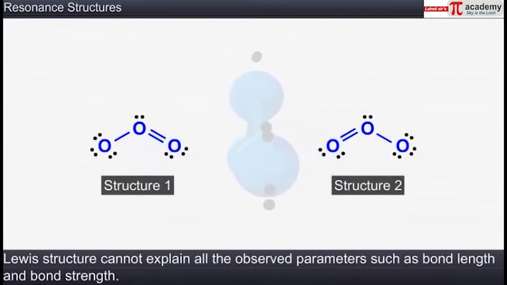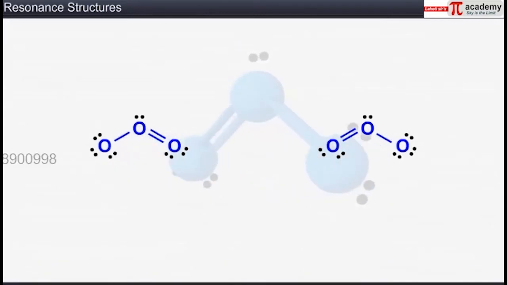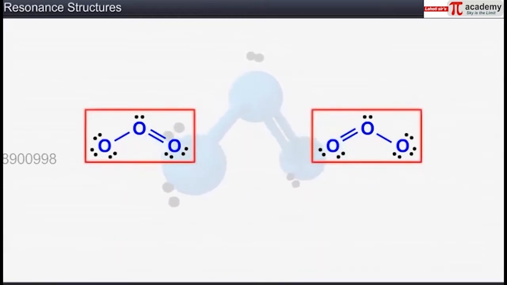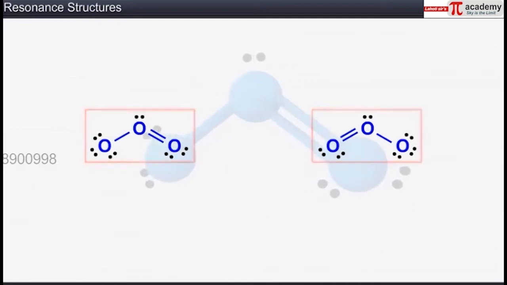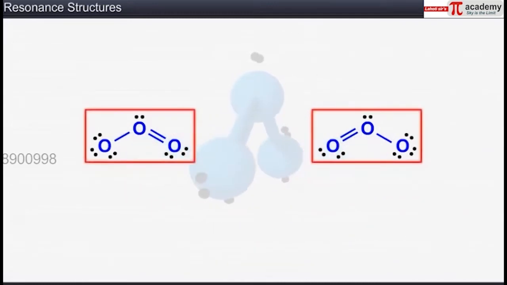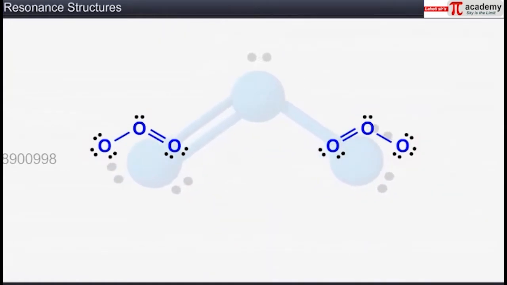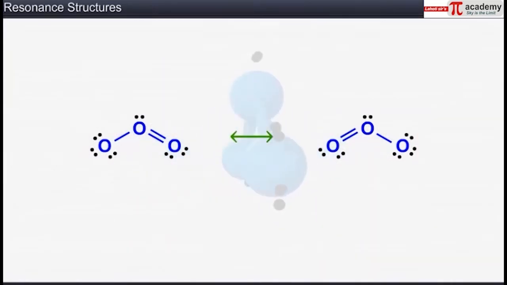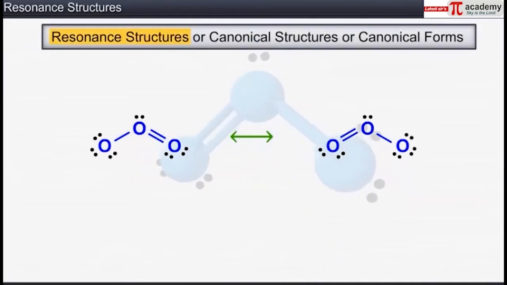It is observed that for certain molecules, one Lewis structure cannot explain all the observed parameters such as bond length, bond strength, and so on. Therefore, more than one Lewis structure is required to explain all the observed parameters, as a single Lewis structure is inadequate to represent the molecule accurately. If a molecule can be represented by two or more structures which differ only in the arrangement of electrons, then the molecule is said to be in resonance, and the set of several possible structures are called resonance structures or canonical structures or canonical forms.